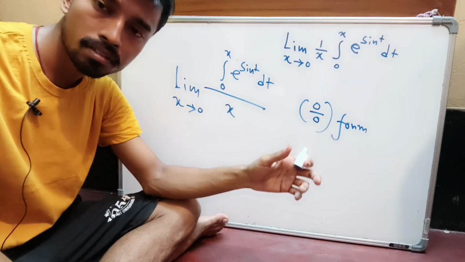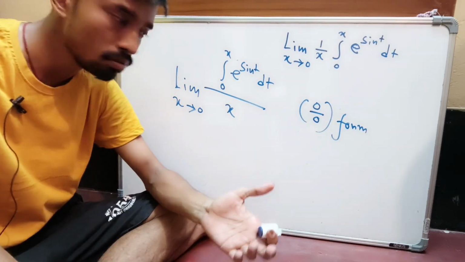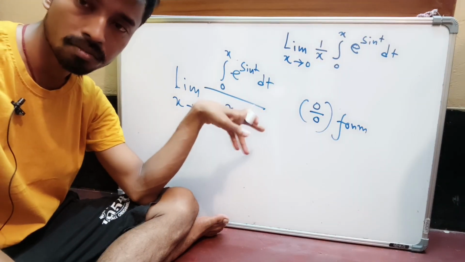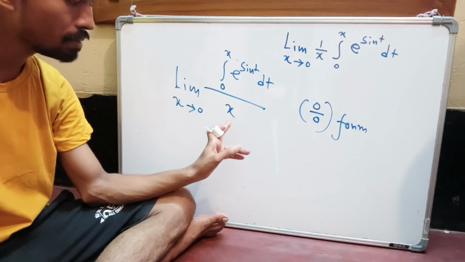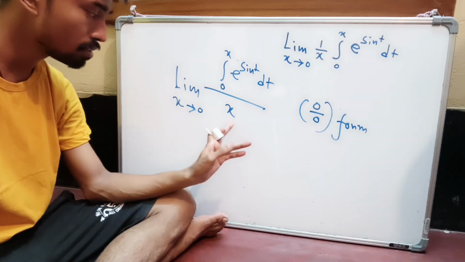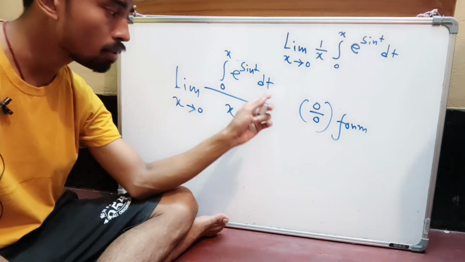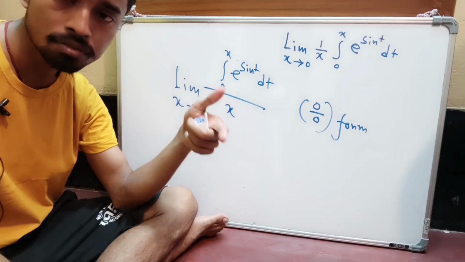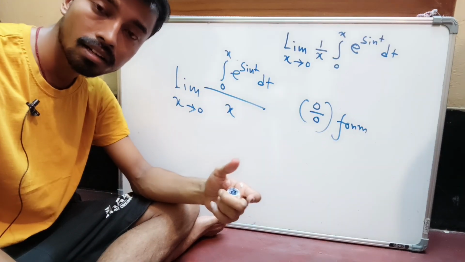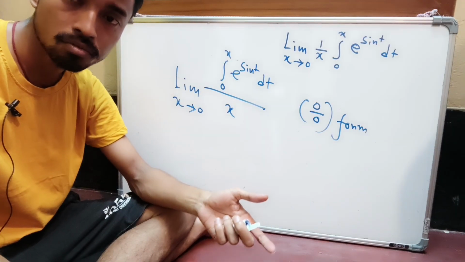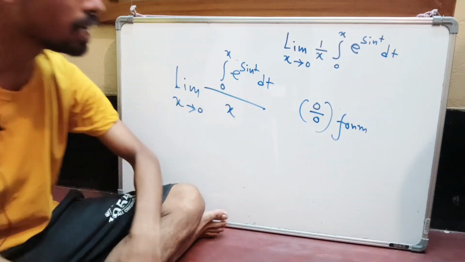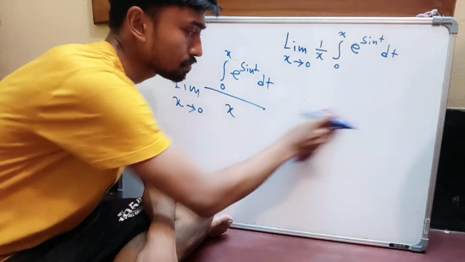So 0 by 0 means, of course, we have L'Hospital's rule, which means we can take the derivative of the numerator and denominator. The derivative of the lower part is very easy because it is 1. But what about the upper part? The upper part is an integral. If we try to differentiate this, we have to apply differentiation under the sign of integration. So let's differentiate the upper part. Let's see what happens.